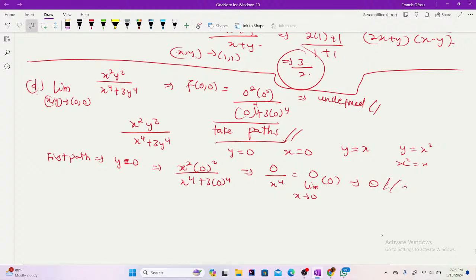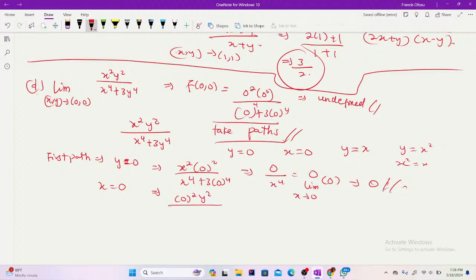Now let me take a different path. And the path I'll take is when x equals 0. So when x is equal to 0, then what am I getting? Obviously, I'll get 0 squared y squared over 0 to the power 4 plus 3y to the power 4. Okay, so this gives me 0 over 3y to the power 4. And obviously this is giving me 0.